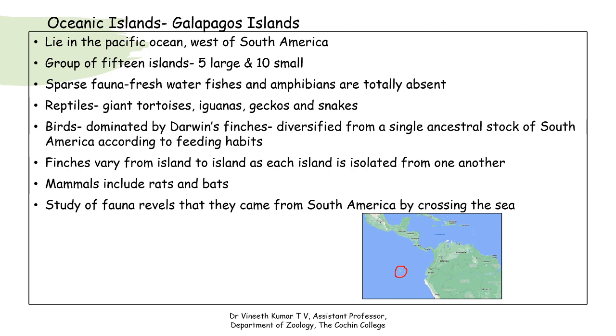The study of the fauna reveals that they came from South America mainly by crossing the sea. They might have come there by crossing the sea, and because of the lack of predators, as we said in the other case, they might have undergone evolution in such a way that specialized features might have been lost, to lead a life devoid of predators and competition.